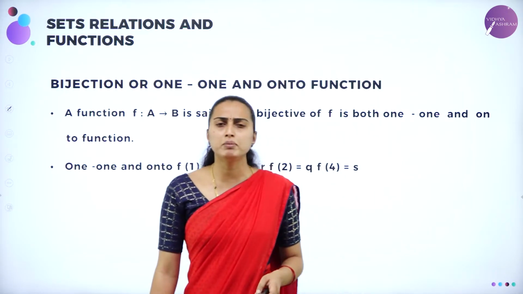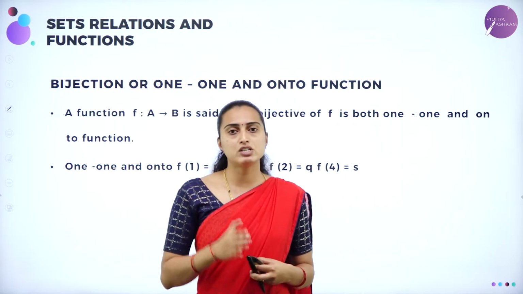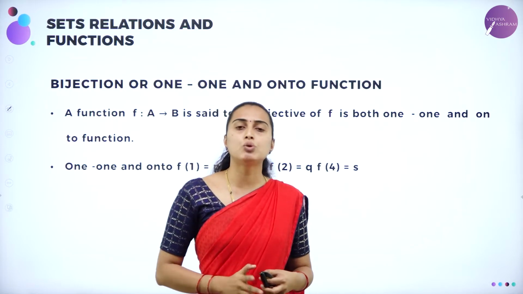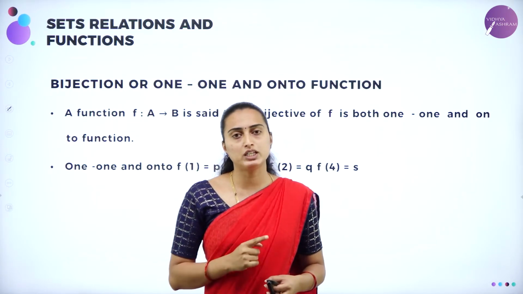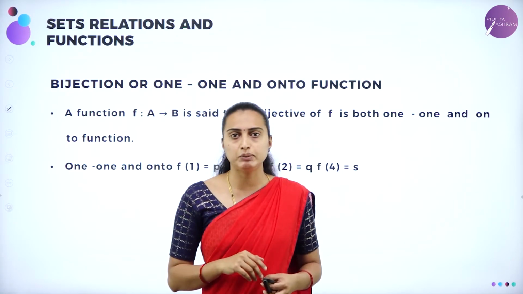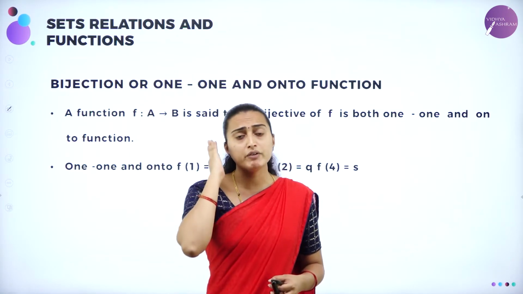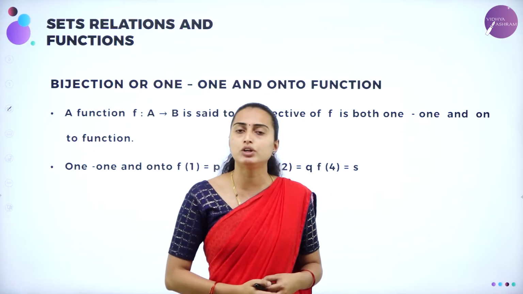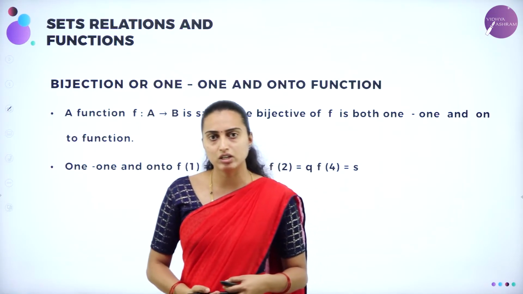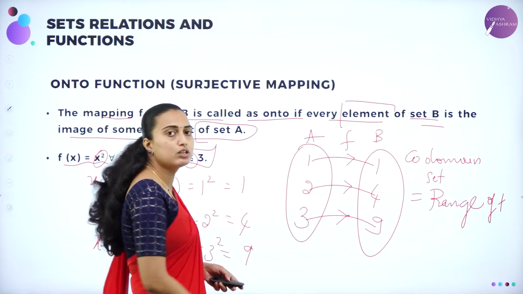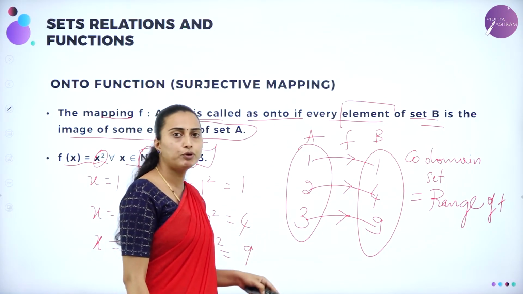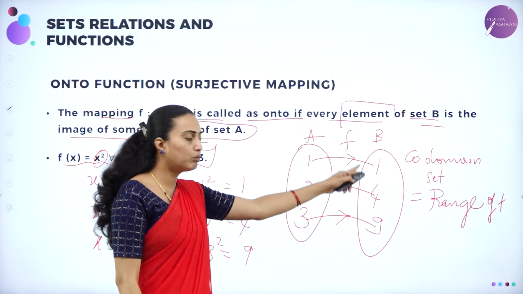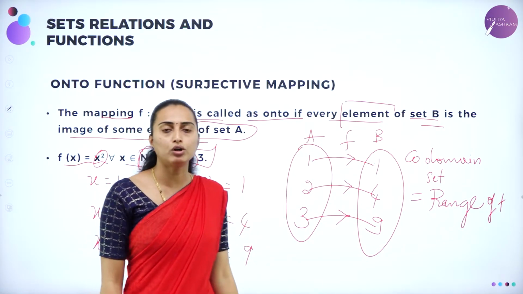Bijective function. What do you mean by bijective? When the function is both 1-1 and onto, it is known as bijective. What do you mean by 1-1? Every element of set A must have a unique image in set B. What is onto? Whenever the codomain is equal to the range, it is known as the onto function. So you can take it as a 1-1 and onto function. See, 1-1 correspondence is there, and the codomain set is equal to the range, so it is an onto function.